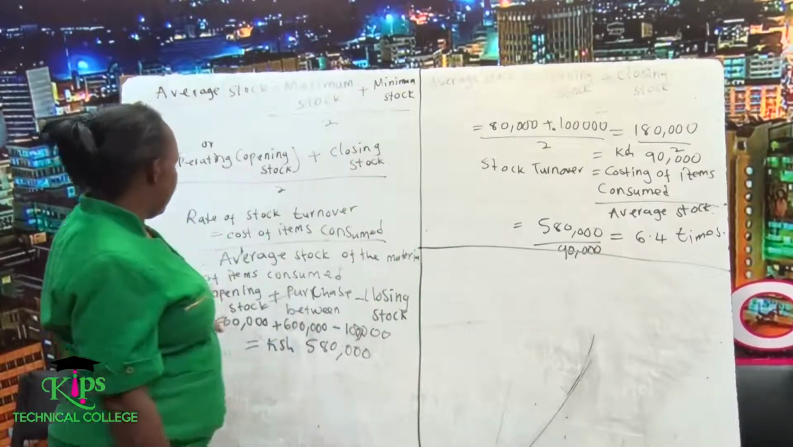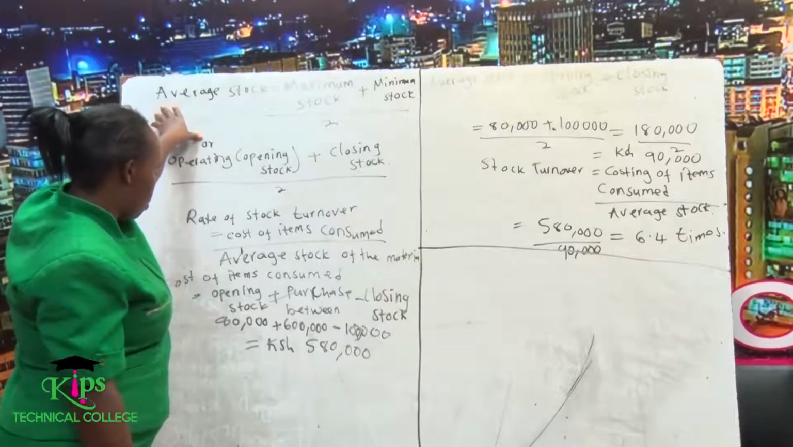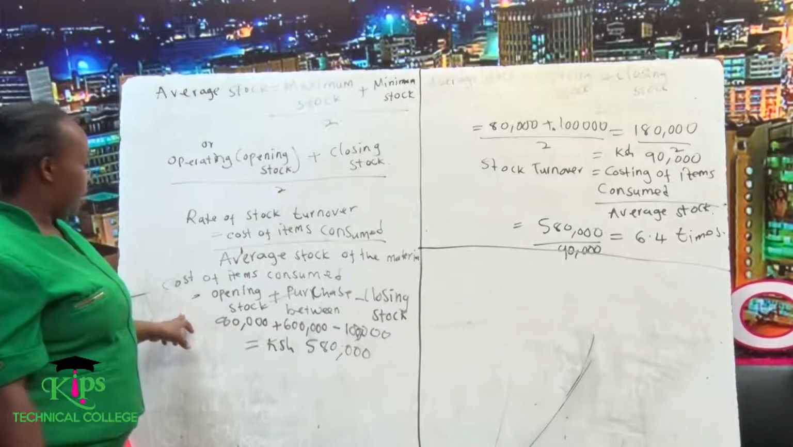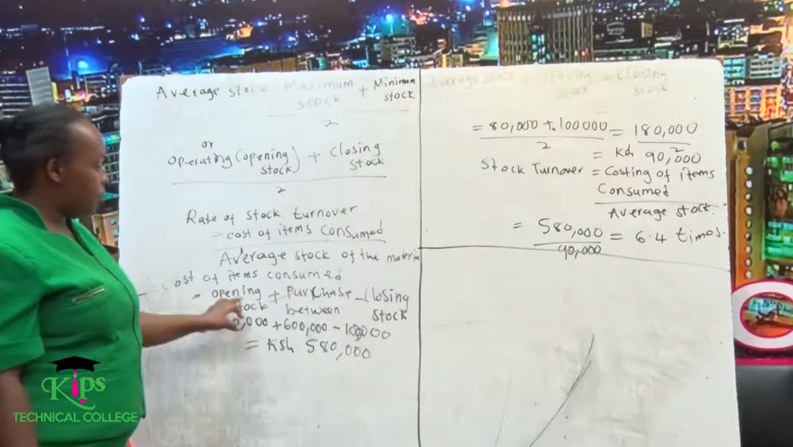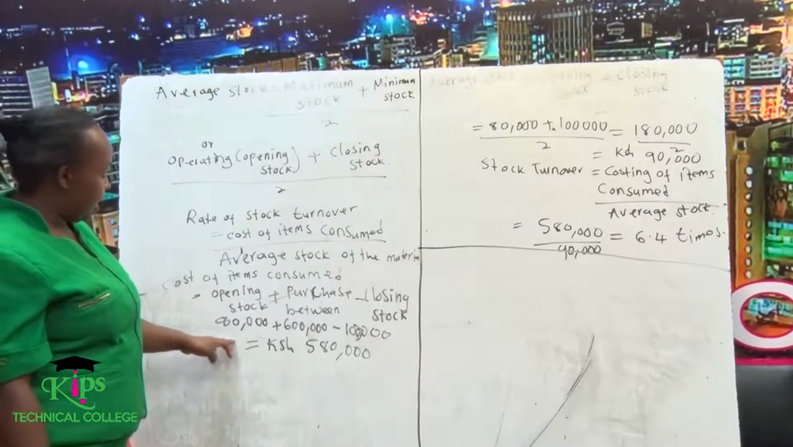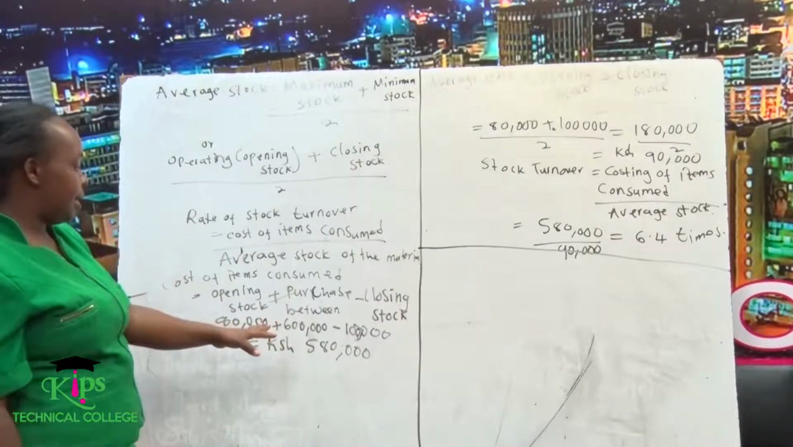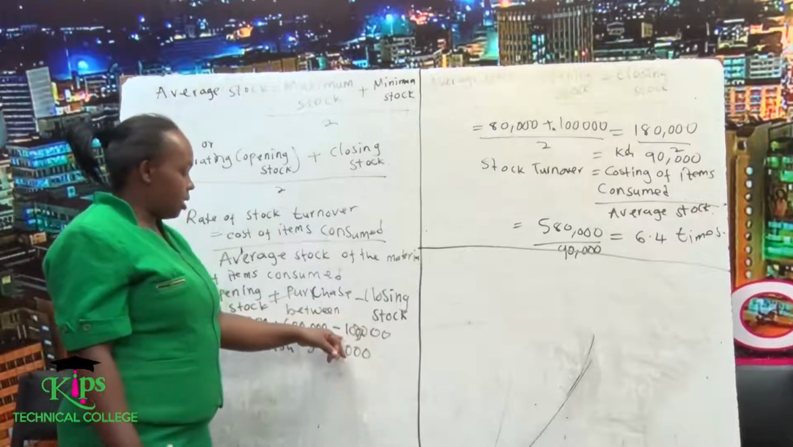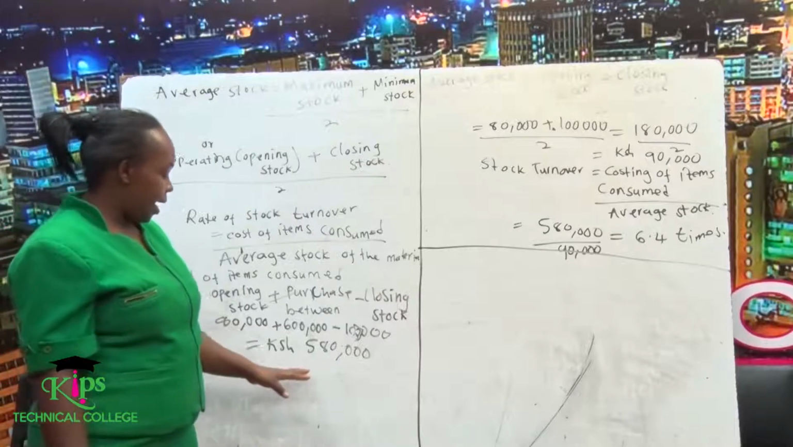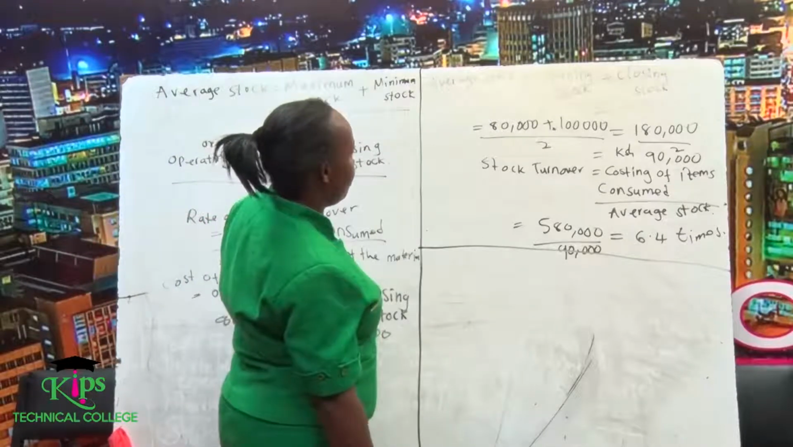Now, using the formula that we had said for the rate of stock turnover, we start first by calculating the average stock. That's what we'll do. So, for cost of items consumed, we start with the opening stock plus purchases between minus closing stock. The opening stock we are given as 80,000 plus the purchases, which was 600,000, minus the closing stock, which was 100,000. So, in total you get 580,000 shillings.